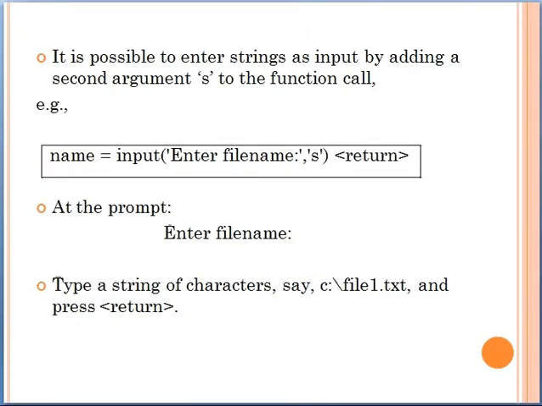You can also enter a string as input. A string means alphabets or words, whatever you want to give as input, by adding a second argument, that is s, to the function call. Here is a syntax or example for it. Name equal to input, in brackets, enter file name, comma s. Now at the prompt you will get enter file name as the output, and after that you can type the string.